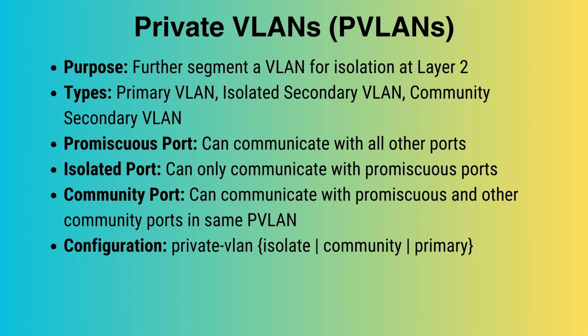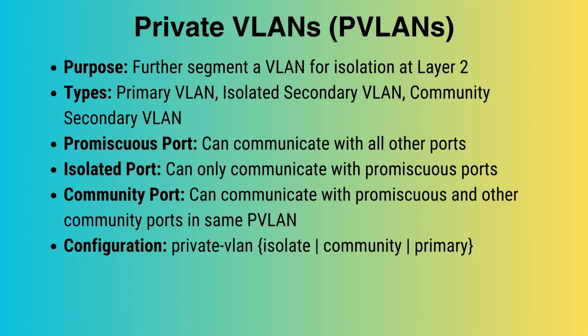Private VLANs provide additional isolation within a VLAN, enhancing security and control. PVLANs are divided into primary VLANs, isolated VLANs, and community VLANs. A primary VLAN can communicate with all other VLANs within the PVLAN. Isolated VLANs cannot communicate with any other VLANs except the primary VLAN. Community VLANs can communicate with each other and the primary VLAN but not with isolated VLANs.